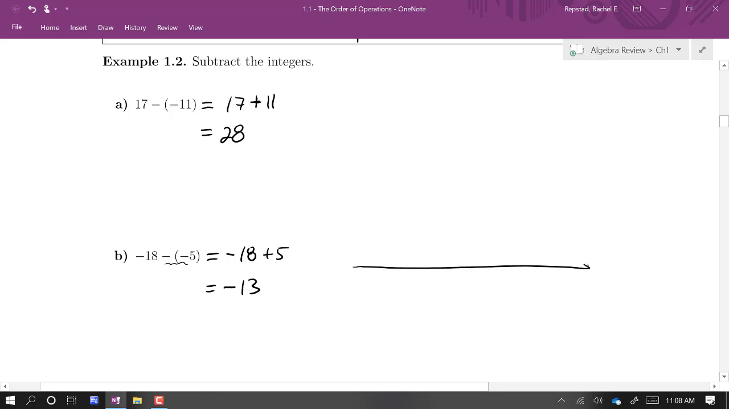Again, we could have a visual representation. I'm starting out down here at negative 18. I'm adding a positive 5, so this time I'm going to go in the positive direction. And that leaves me here at negative 13.